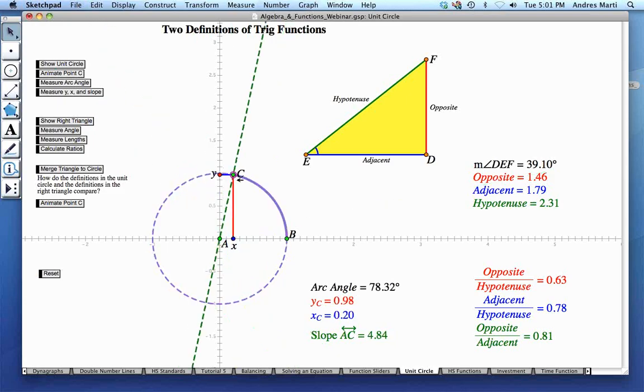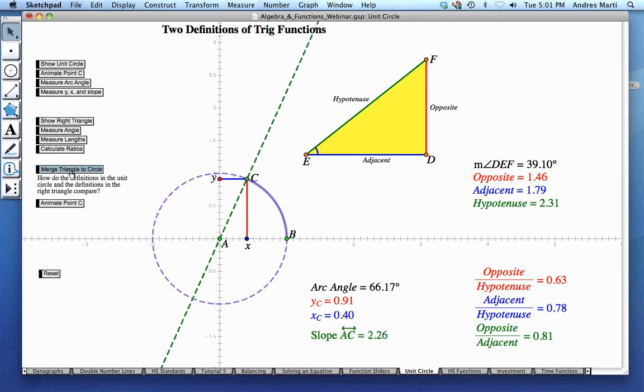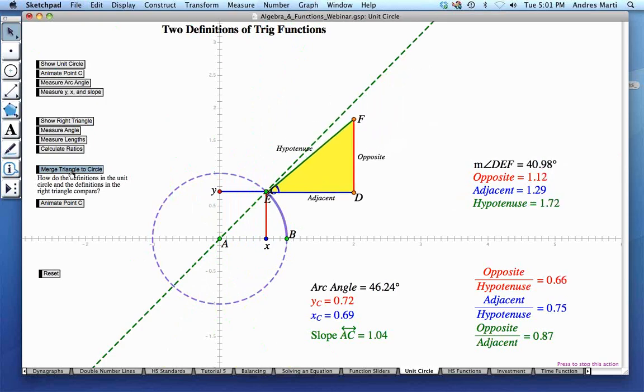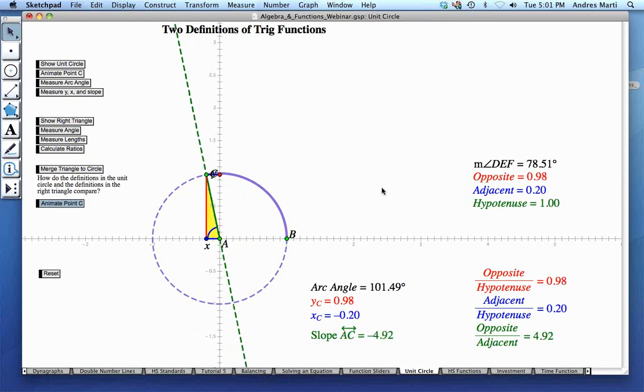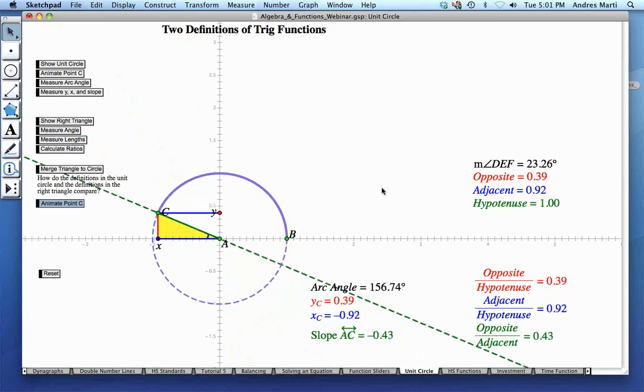Here I'm just going to take this, put it here, and now I'm going to merge this. It's actually going to merge that triangle to the unit circle so that you can see all the things that were true about that right triangle are still true. It's still the same right triangle. It's just been merged into this unit circle. And now you can animate this point and see how those things are connected.